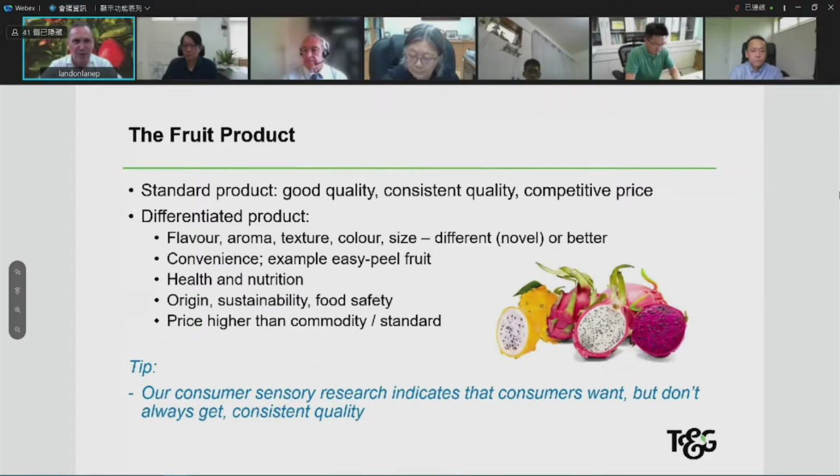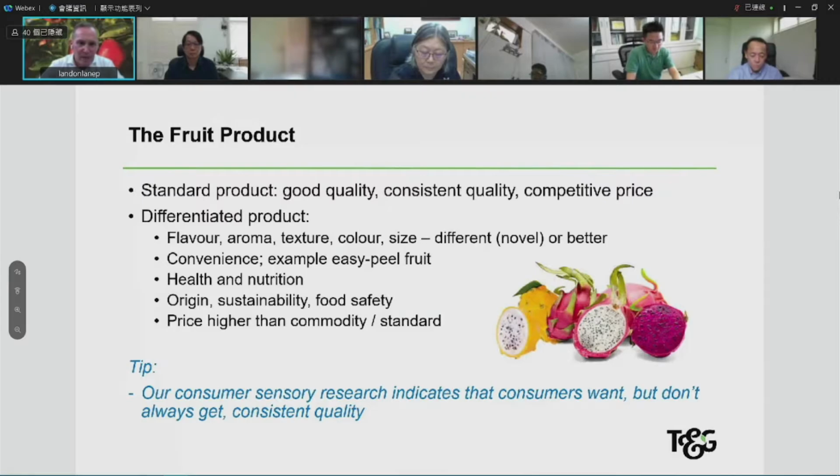Think about what is your product. When we're talking about a new fruit variety, it's important to have thought about what you want your fruit to be. That's what I mean by a product. So it could be a standard product that is good quality, that is consistent quality, and that has a competitive price. Or do you want your product to be, and has it got the potential to be, a differentiated product? Differentiated, by that I mean that it is better than the existing ones, or is completely new.